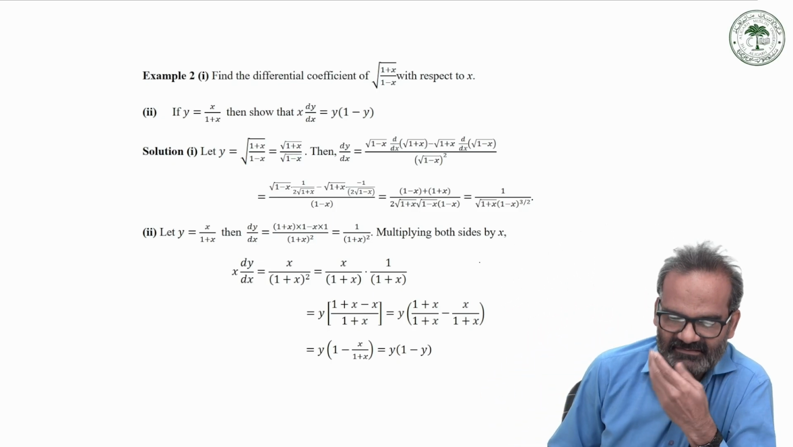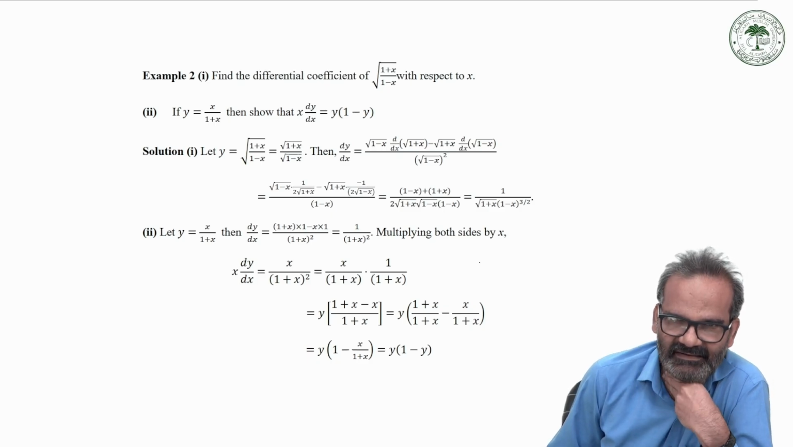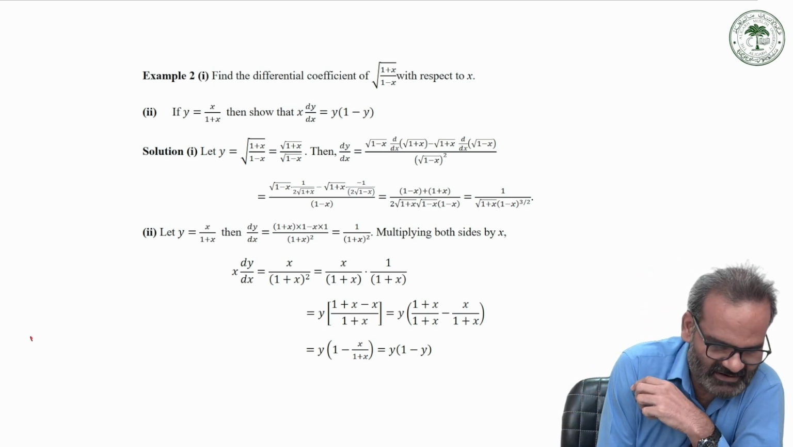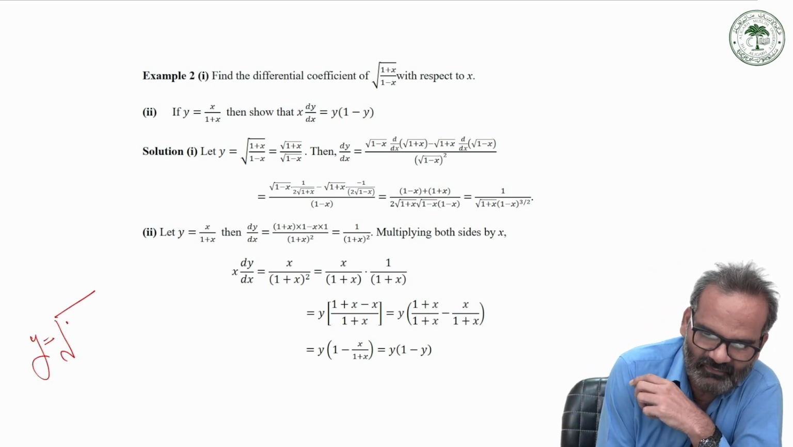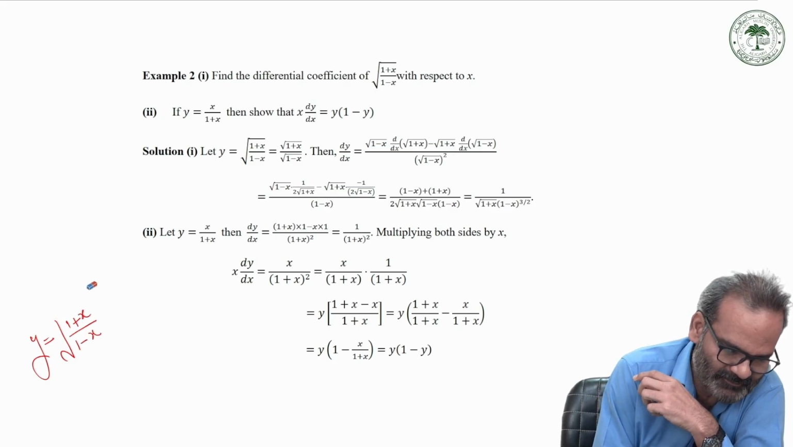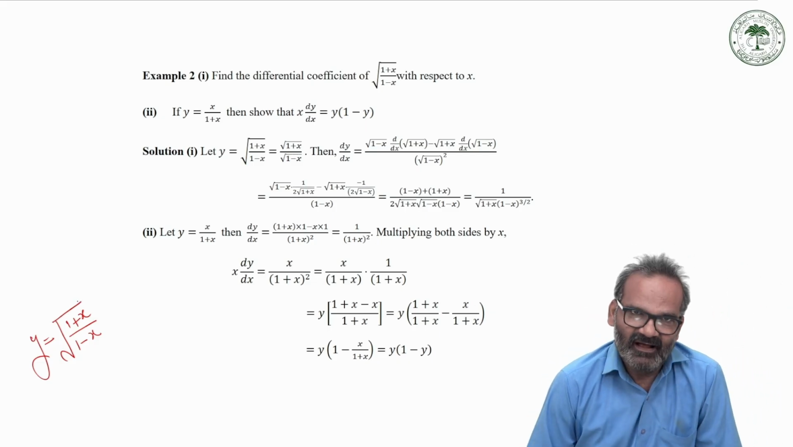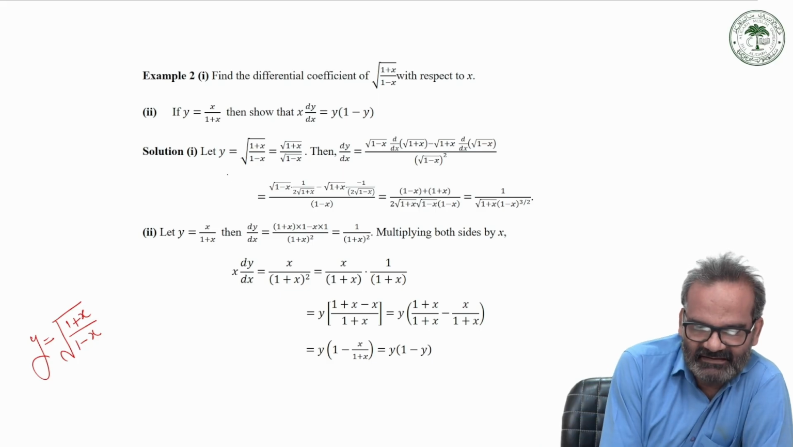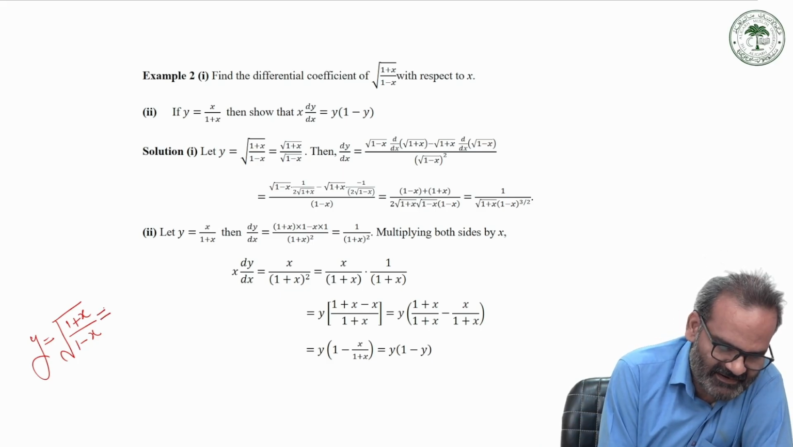Find the differential coefficient of root 1 plus x divided by 1 minus x with respect to x, right? So here our function is like this, root of 1 plus x divided by 1 minus x. This is also the case of numerator and denominator. So naturally we will use the quotient rule. So how we will use the quotient rule? See, first this can be written as root 1 plus x divided by root 1 minus x, right?